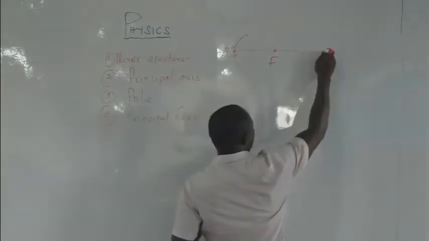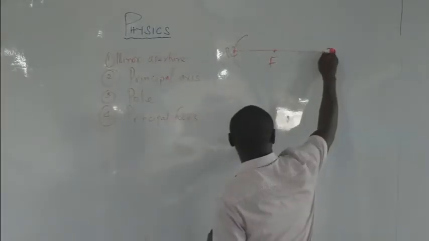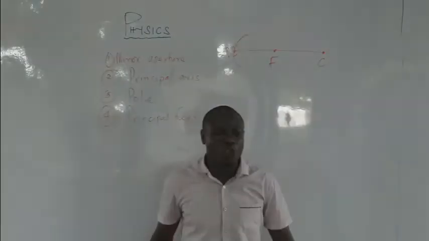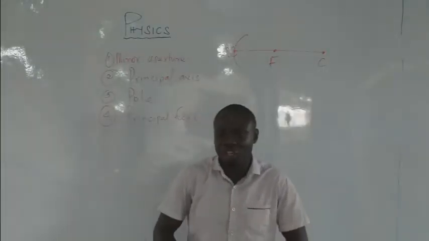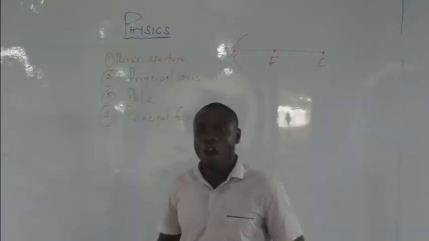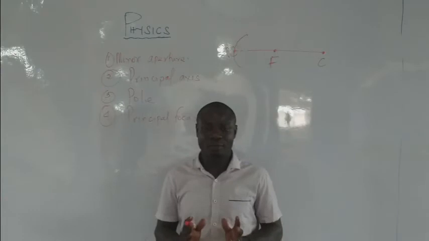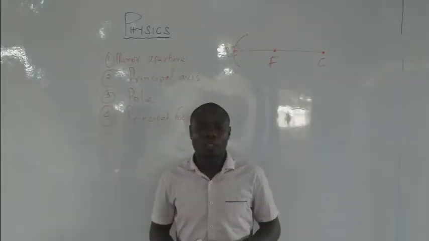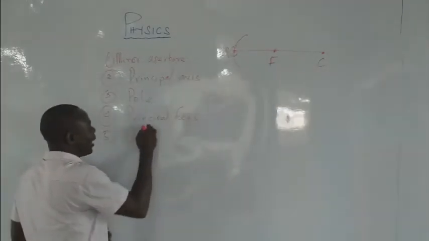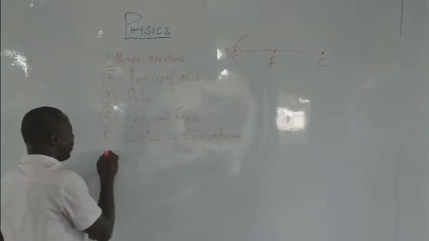The next one is the center of curvature, capital C. There is a point here. We call it the center of curvature. What is the center of curvature of a mirror? This is the point where the mirror forms a path, or a point on the principal axis where the clear image of an object is formed. That point is called the center of curvature. Number five, center of curvature.